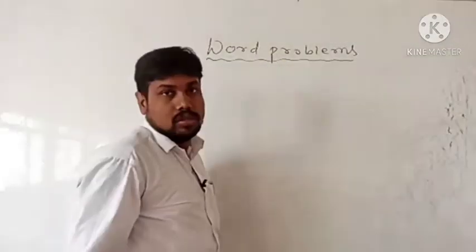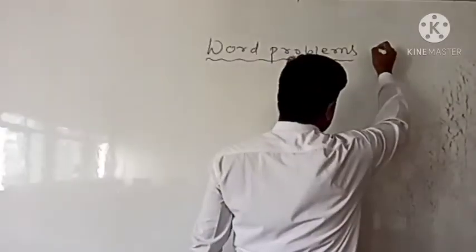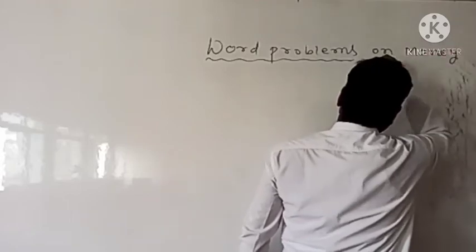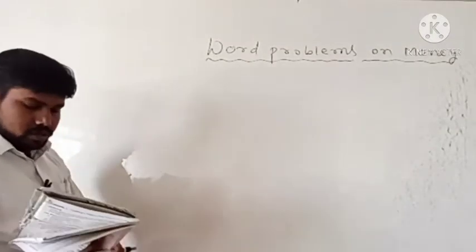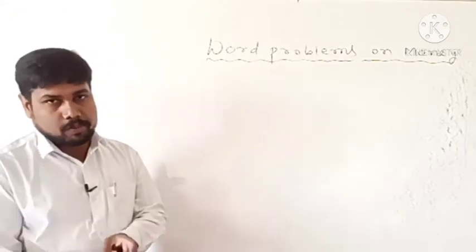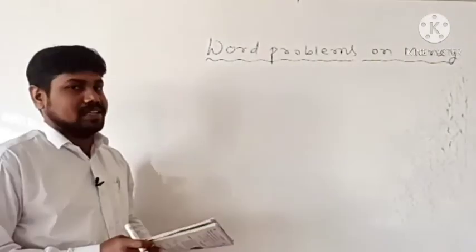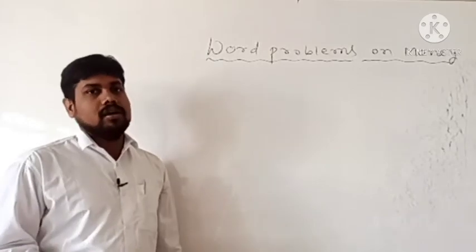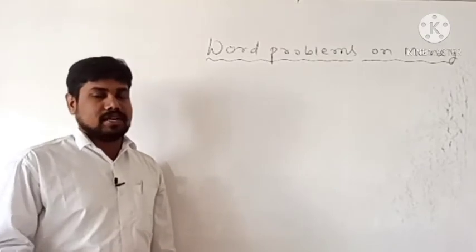Word problems related to the chapter money. Word problems on money. If we talk about word problems, they start from exercise 8.4, and some word problems are there in 8.3 also. 8.3 and 8.4 we have discussed, even 8.5 also. Still, we will discuss here the mixed problem. I am not going to tell which operation will be used here, either addition, subtraction or multiplication.